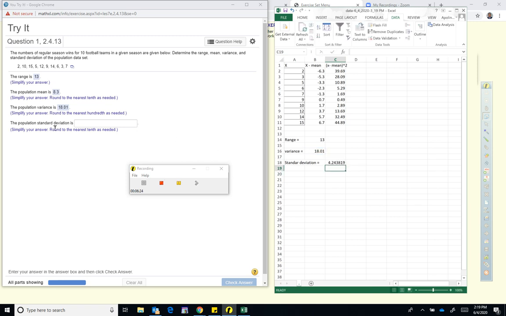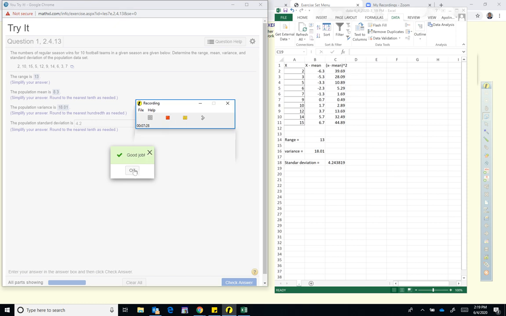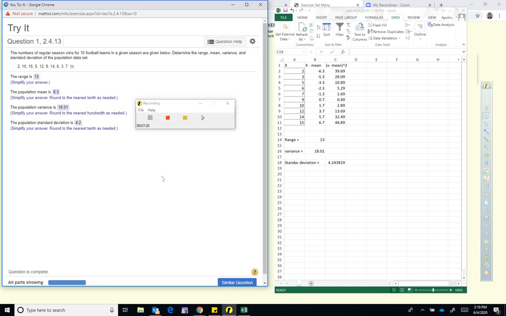And now here is asking to round to the nearest tenth, so it's 1 decimal digit. If you round 4.243819 to 1 decimal digit, it's going to be 4.2. So 4.2 is here. Check the answer, and that's correct. And this is how we calculate the range. The mean of the population in this case, the variance of the population, and the standard deviation of the population.